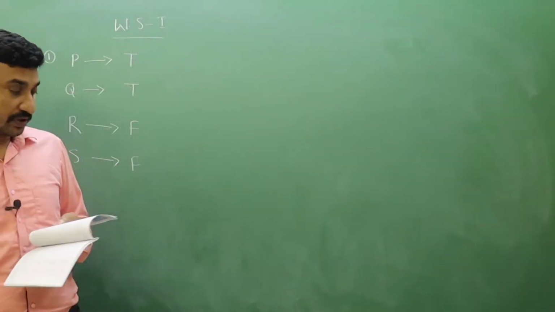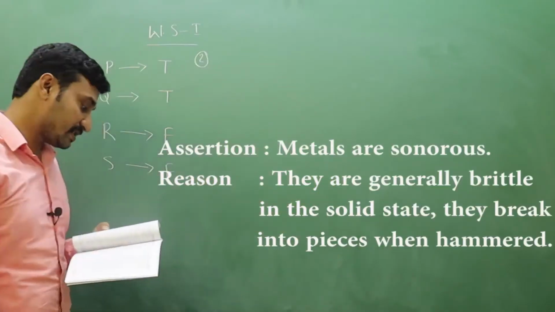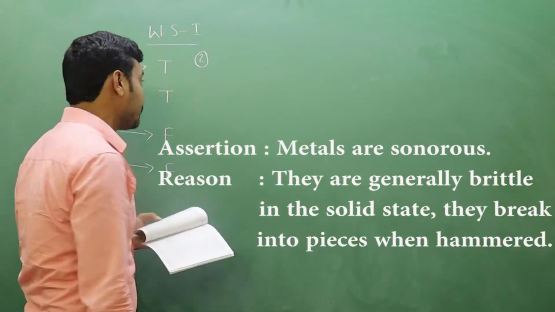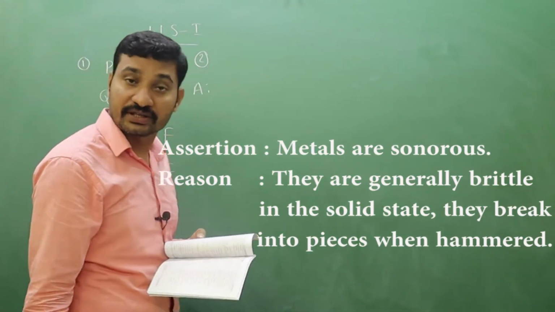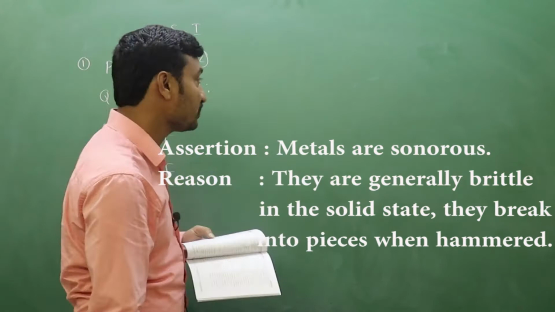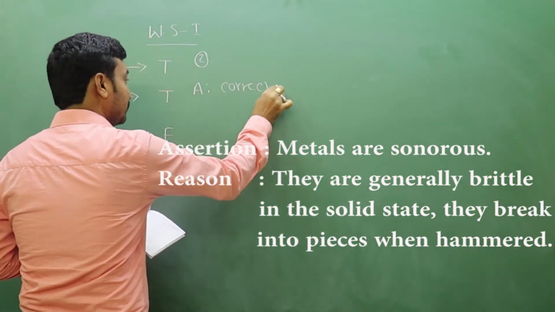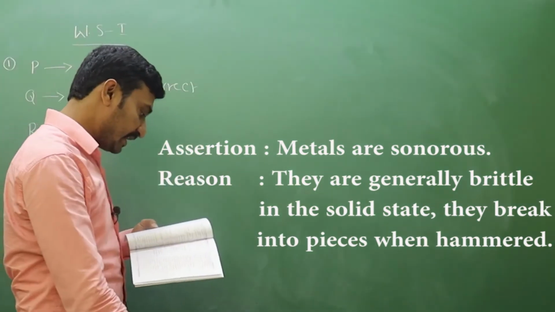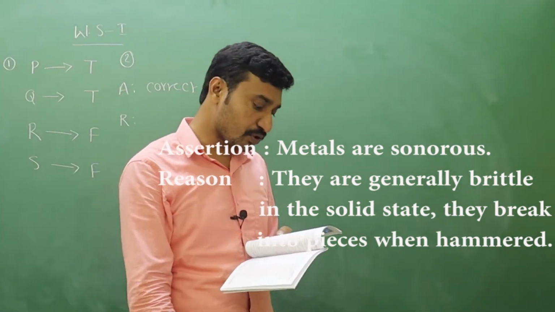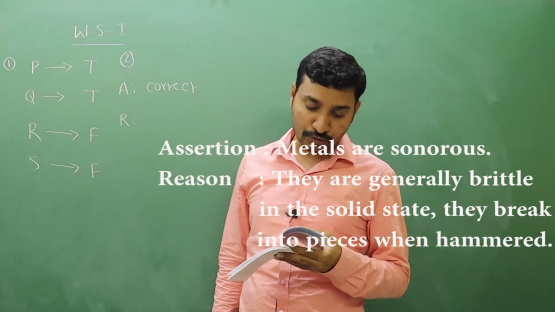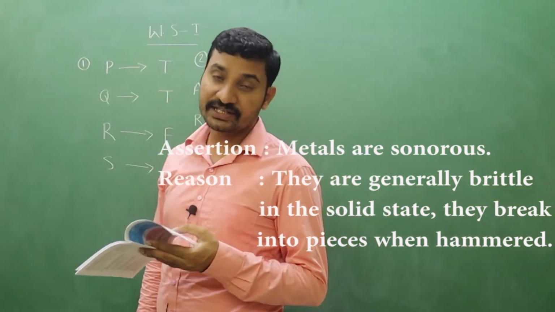Clear? Now, question number 2. Given is an assertion-reason type question. Assertion: metals are sonorous. Yes, correct. Metals are sonorous because they produce sound. So the assertion is correct. Next, the reason: they are generally brittle in the solid state, they break into pieces when hammered. So the reason is not correct.